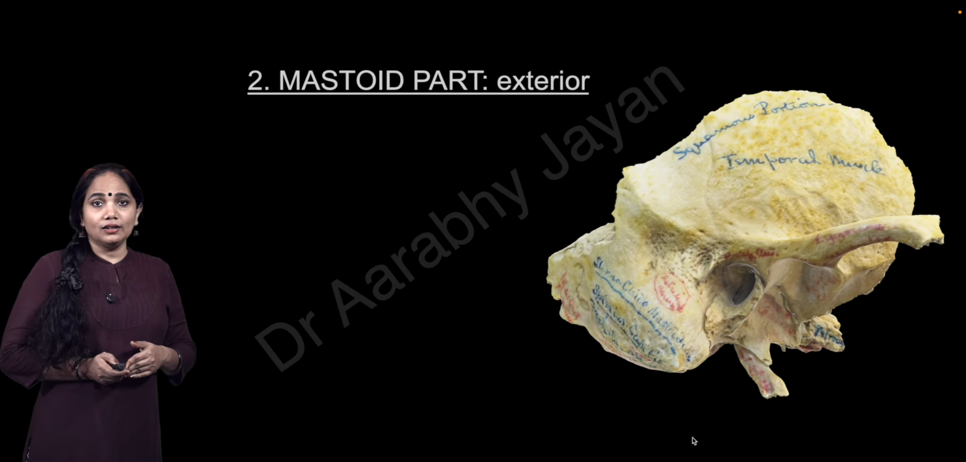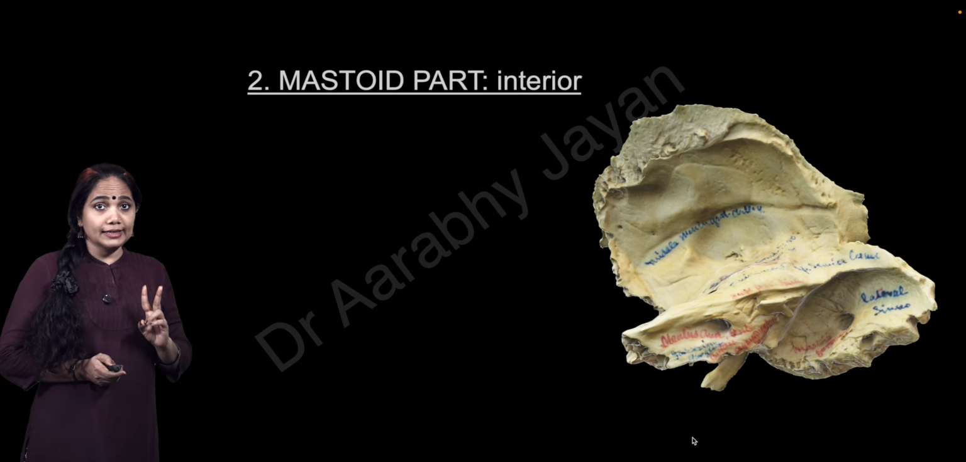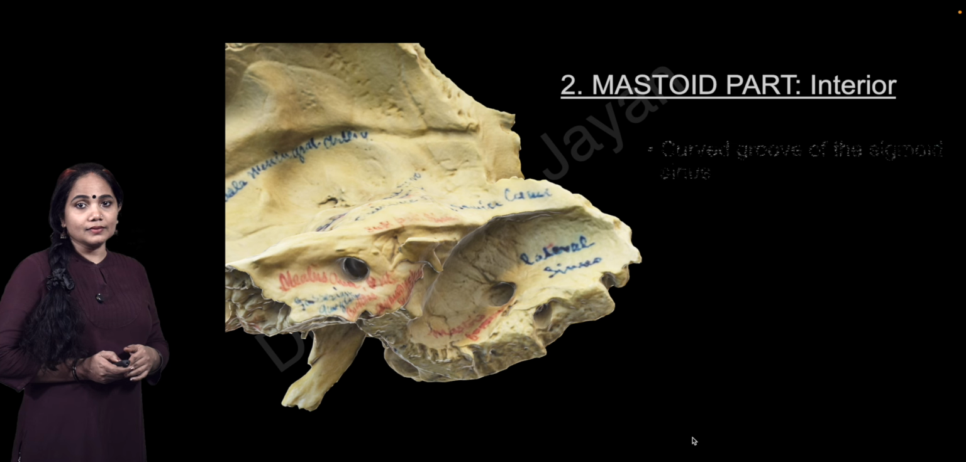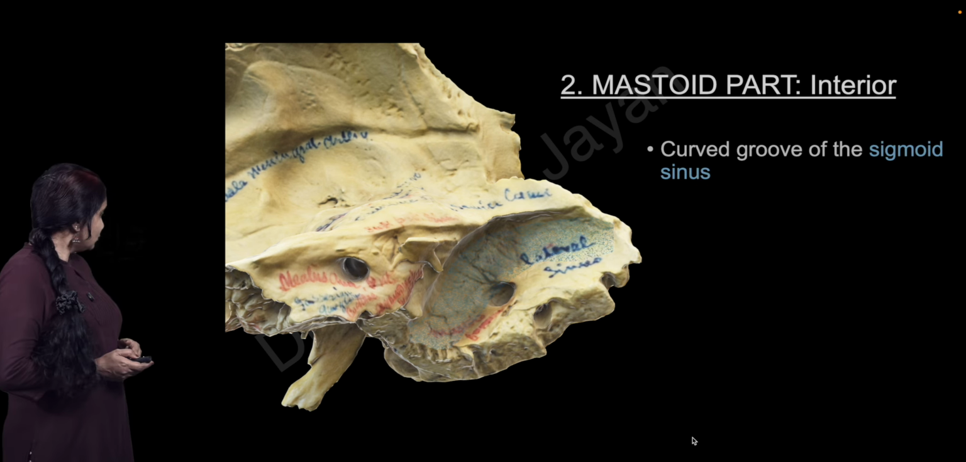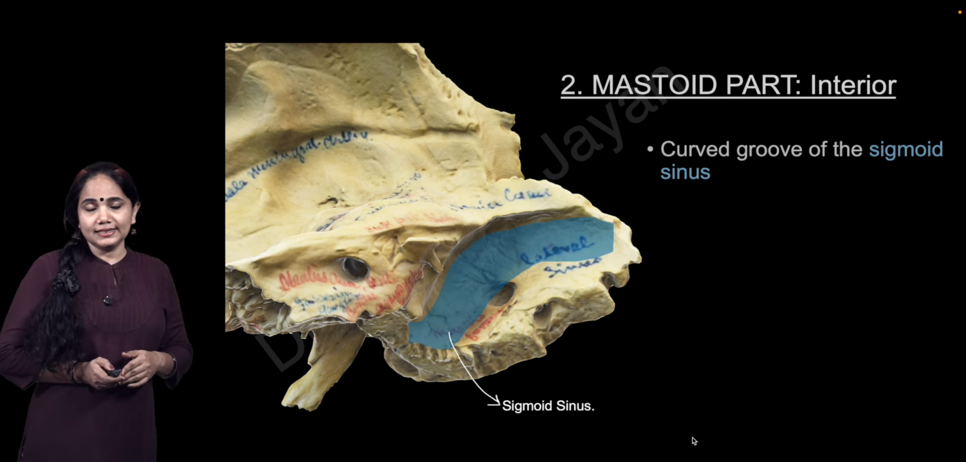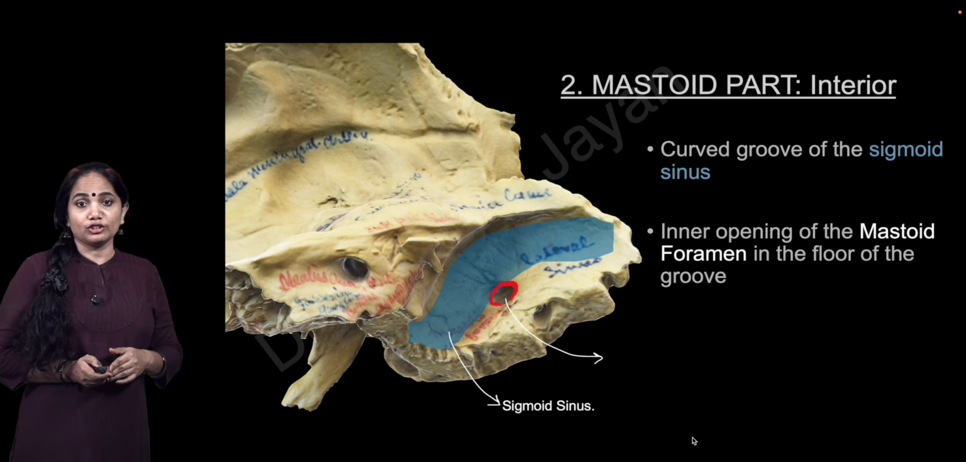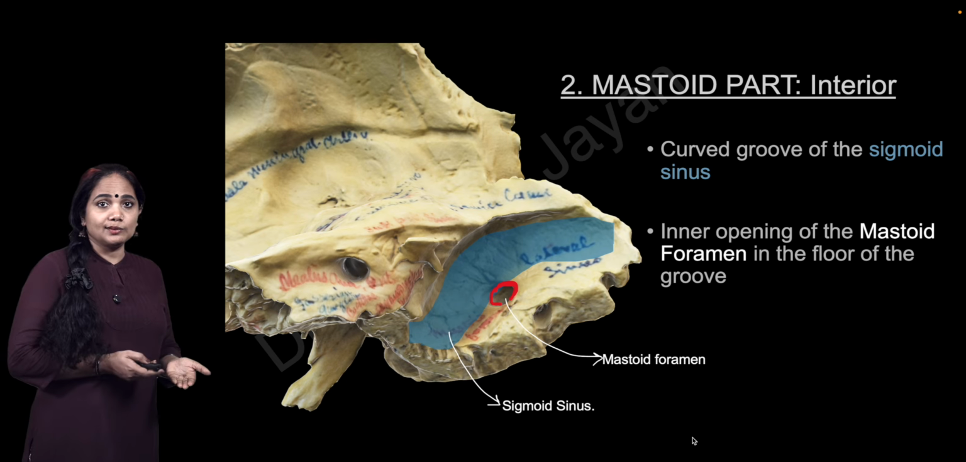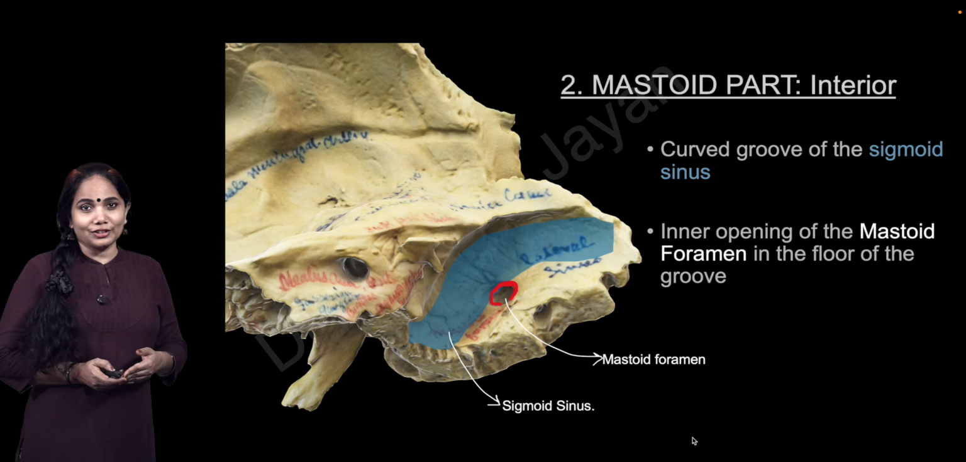Now let's look at the interior of the mastoid process. There are two main landmarks here. The major landmark that we see is the curved groove of the sigmoid sinus, and of course, like we mentioned, the inner opening of the mastoid foramen is here because it carries the emissary vein which connects the sigmoid sinus to the posterior auricular veins.